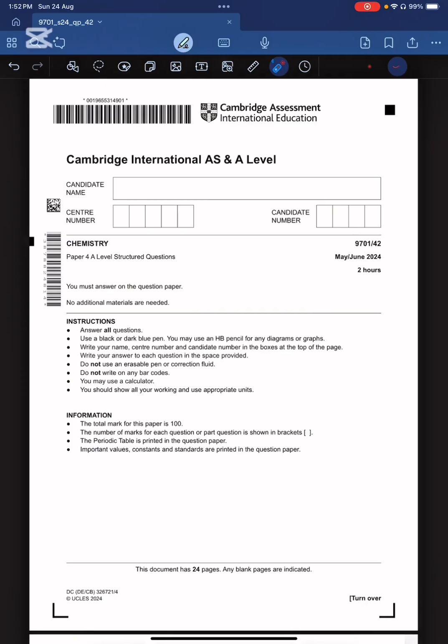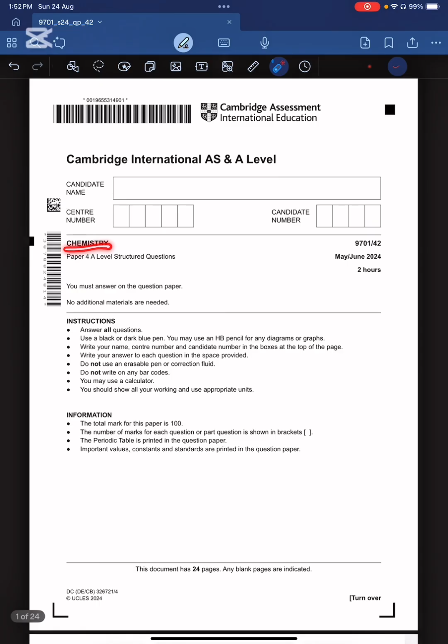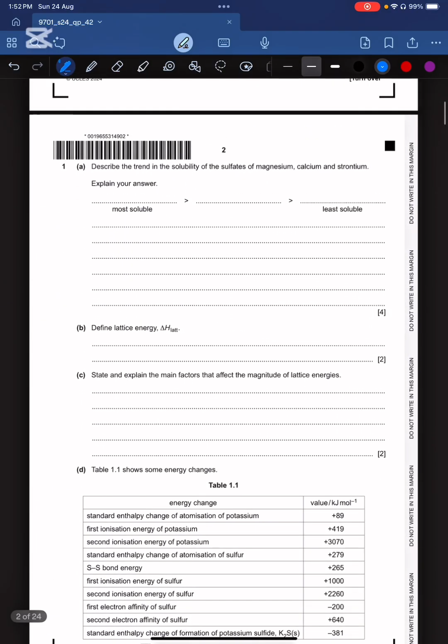Assalamu alaikum students. So the paper which we'll be doing today is Chemistry 9701, paper 4. The variant is variant 2, so paper 42, May June 2024, paper 4. This paper is for 100 marks and for 2 hours. So let's start. We will be starting with question 1.